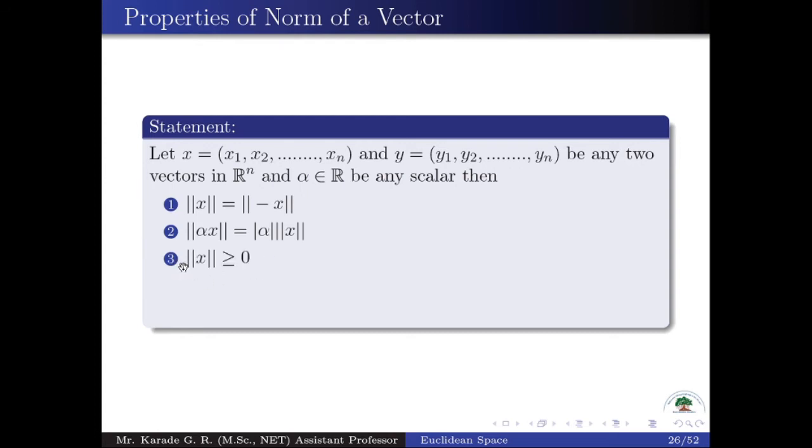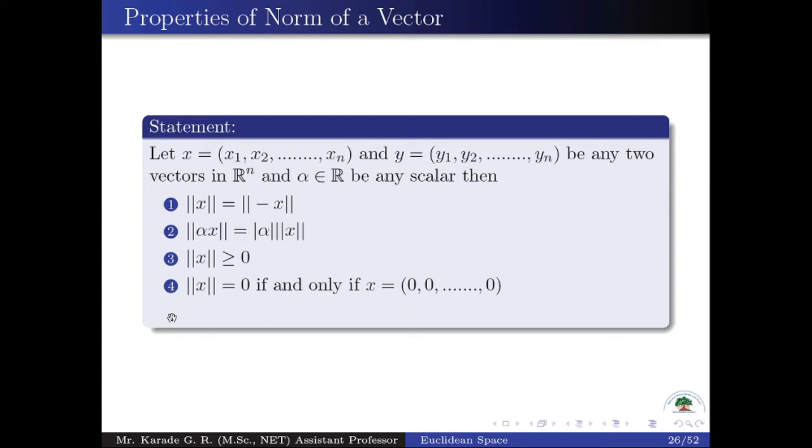The third property is that the norm of vector x is always greater than or equal to 0. The meaning of this property is that the length of any vector is always non-negative, or the length of any vector is always 0 or greater than 0. And the fourth property is that the norm of vector x is equal to 0 if and only if x is (0, 0, ..., 0). Or geometrically we can say that the norm or length of vector x is 0 if and only if that vector x is a zero vector. Only the zero vector has length 0.